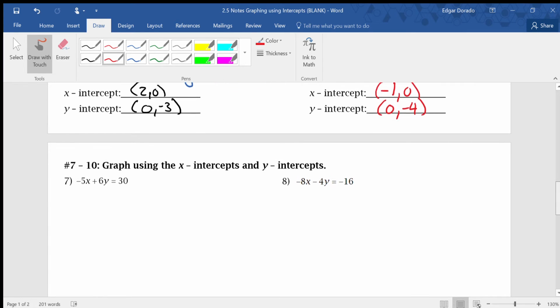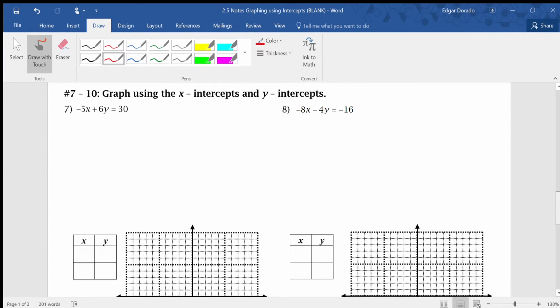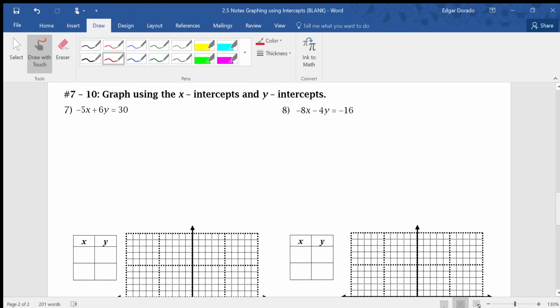Let's go ahead and try a few on your own. So what I want you guys to do is actually solve number 7 and number 8. So go ahead and pause the video right now. Do the same thing for x-intercepts. Substitute in y equals 0. For y-intercepts, substitute in x equals 0. So go ahead and pause the video and try these out.